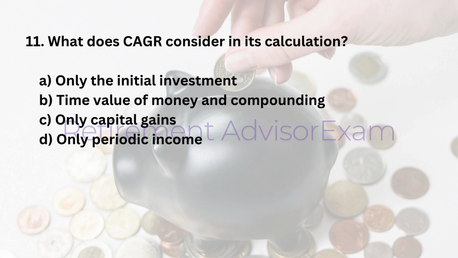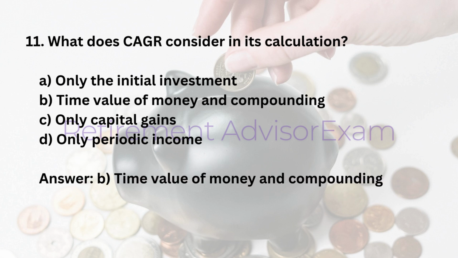11. What does CAGR consider in its calculation? A. Only the initial investment. B. Time value of money and compounding. C. Only capital gains. D. Only periodic income. Answer: B. Time value of money and compounding.